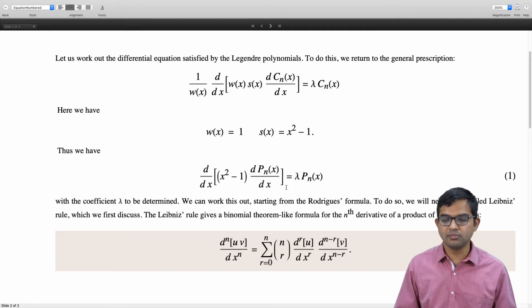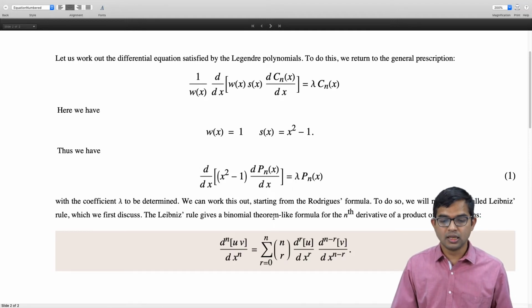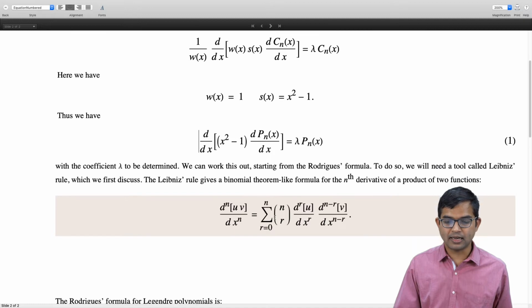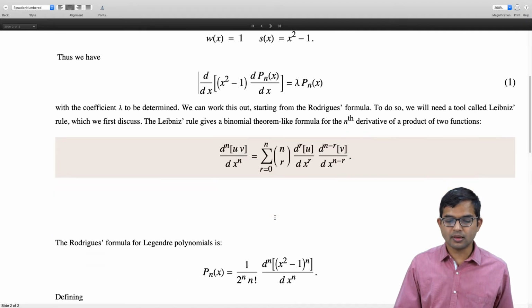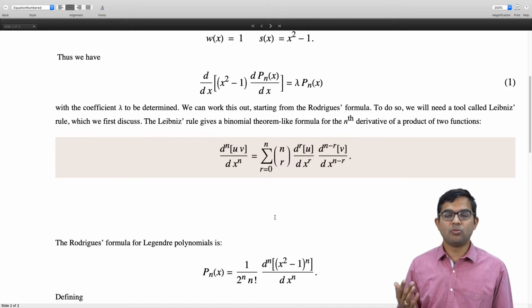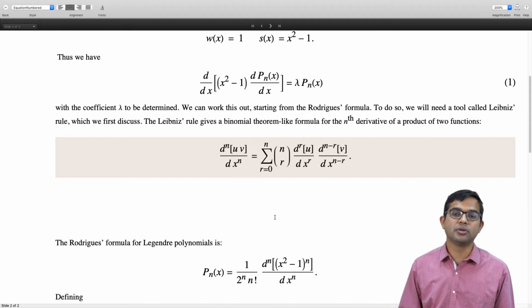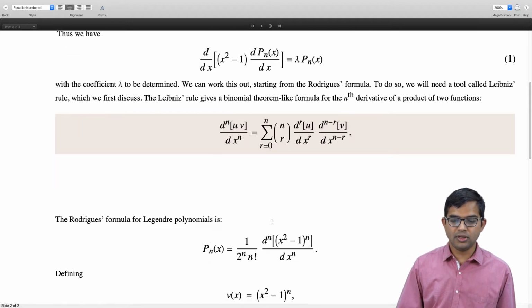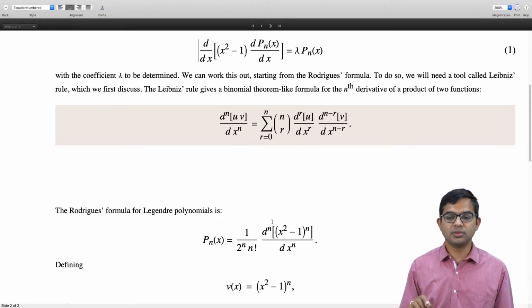Basically the idea is quite simple, and we will use this rule. So we start with the Rodrigues formula for Legendre polynomials, which is just 1 over 2 to the n factorial times the nth derivative of (x squared minus 1) to the power n. And now we define this function v of x to be (x squared minus 1) to the power n.